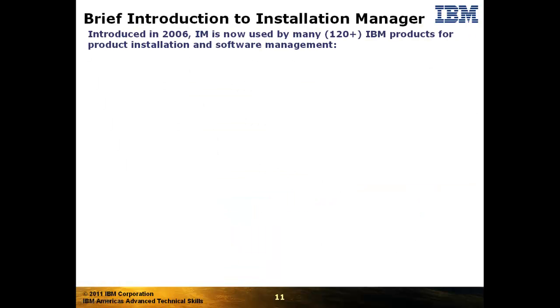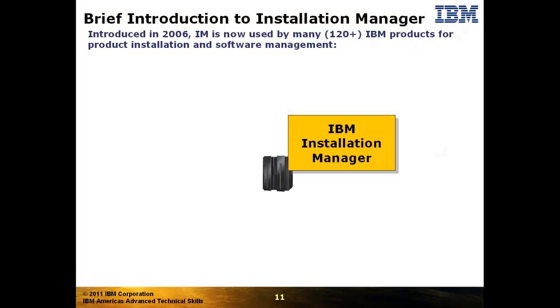IBM Installation Manager is a software installation and management tool first introduced in 2006. To date, it has been adopted as the installation management tool for over 120 IBM products. Imagine Installation Manager as a tool or utility on the ZOS system. How it gets onto your ZOS system is a separate discussion.